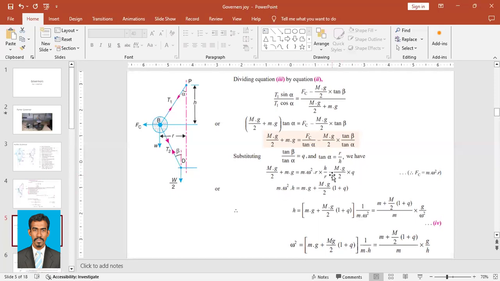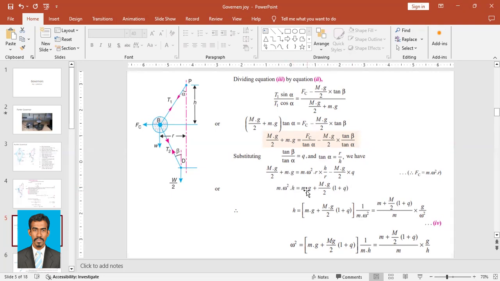Mh omega squared, that's here. Mg is here. Mg by 2 is here. Mg by 2 into q, that's here. So in order to bring this bracket and Mg by 2 to one side, we are taking this Mg by 2 here. From this we can find the h, with h on one side and the rest of them on the other side.